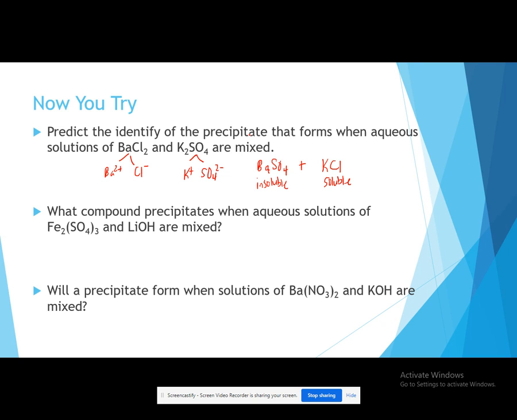So it's asking which one's the precipitate or the solid. This one is going to be your precipitate or solid. Okay. So what I want you to do is pause this video and try to figure out for the last two if it will have a precipitate or not and which one is the precipitate.